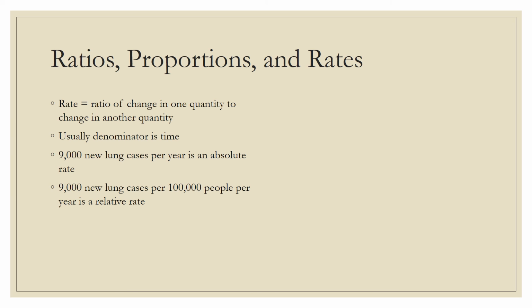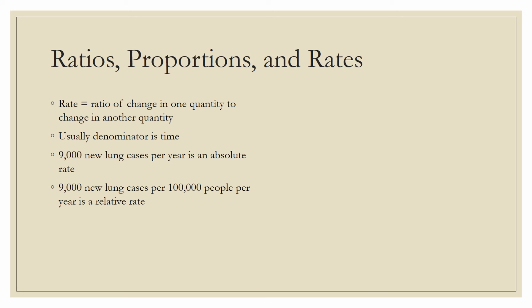Here are a couple of examples. Both of these are rates. Say that you're told that there are 9,000 new cases of lung cancer per year. That's a rate. You have 9,000, and then the denominator is per year, 1 year. So that's per unit of time. But that's an absolute rate. We know that there are 9,000 new cases, but we don't know relative to what. So is that a lot or little?